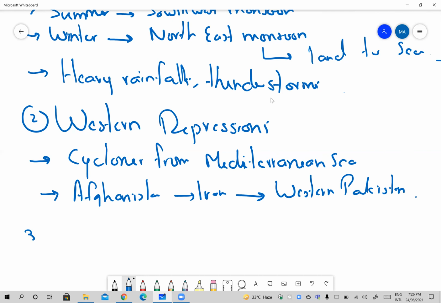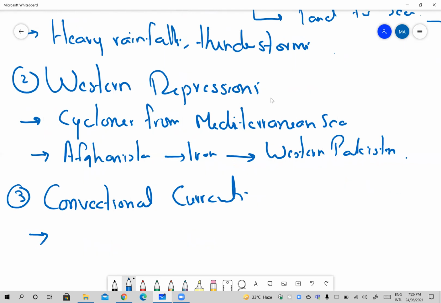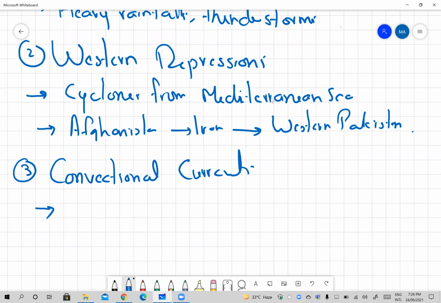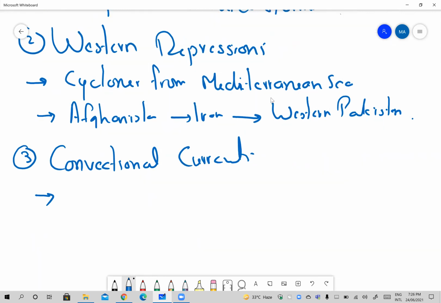That's it. The third one are convectional currents. Convectional currents are also a cause of rainfall here. So I'm assuming that you're aware of the process of convectional currents. If you've studied physics before, the land gets heated up, the air rises because of the lesser density, and that particular area is replaced by cool air. All right, and condensation occurs and then precipitation.